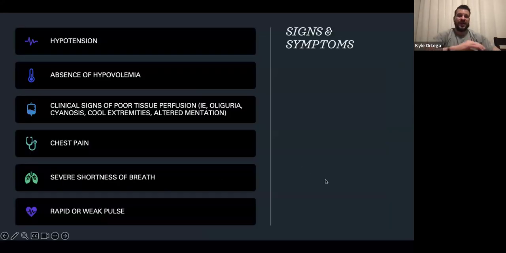All right, so signs and symptoms: low blood pressure with hypotension, absence of hypovolemia, pretty much any clinical signs of poor tissue perfusion. Chest pain is very big in this type of shock, as well as severe shortness of breath, and then a rapid or weak pulse.